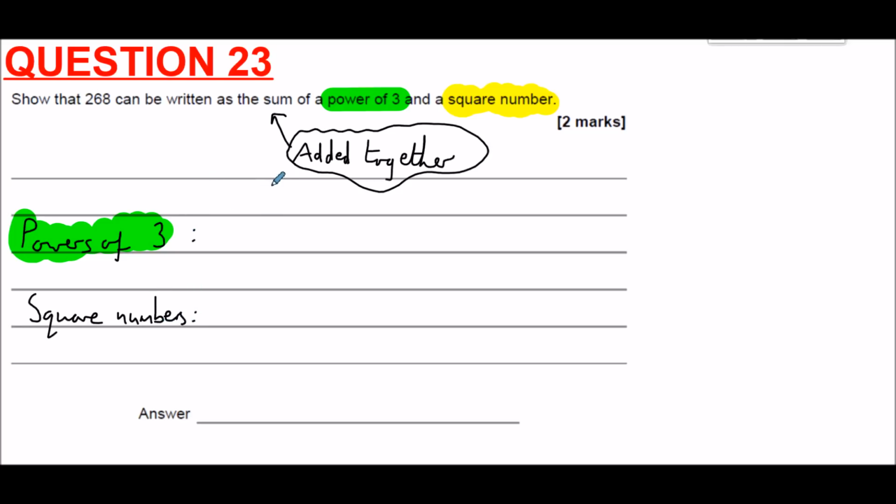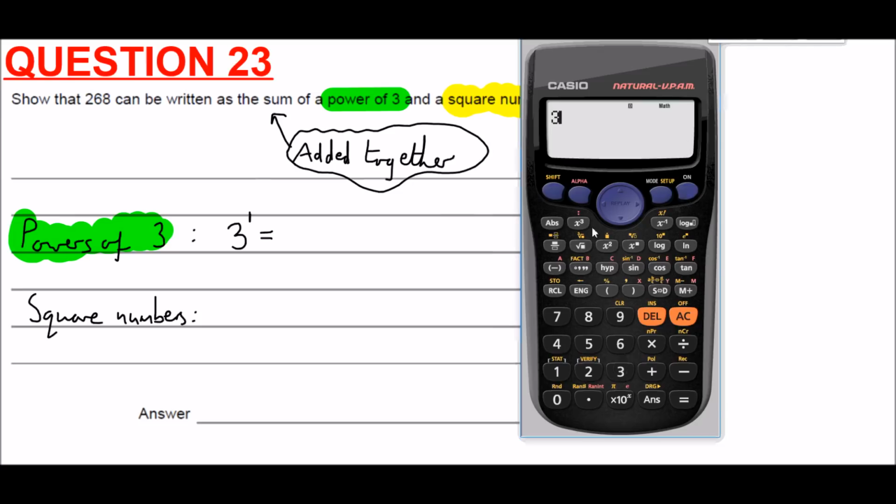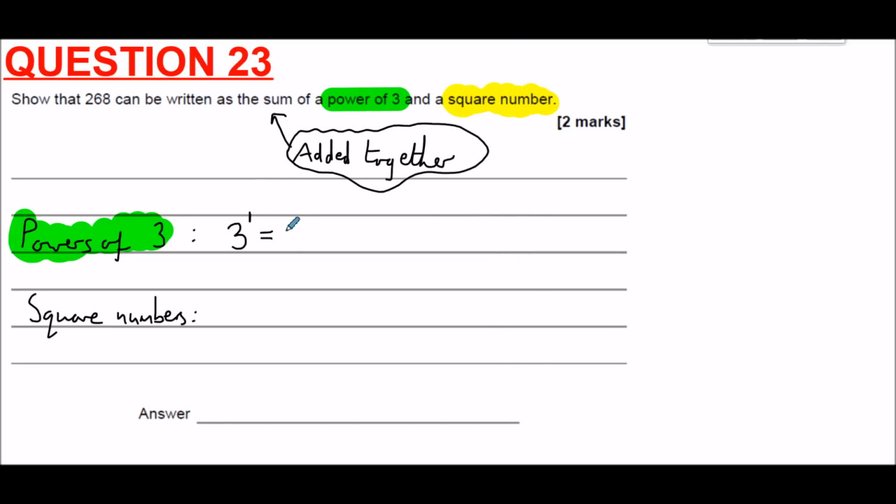Now powers of 3, what it means is 3 to the power of whatever. So the first power of 3 is 3 to the power 1. Now, anything to the power 1 is just the number itself. 3 to the power 1 is 3. Let's try 3 squared. 3 squared is 9. You can try it on your calculator if you want to.